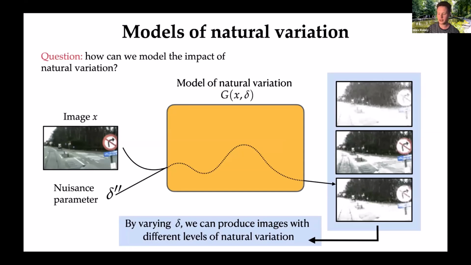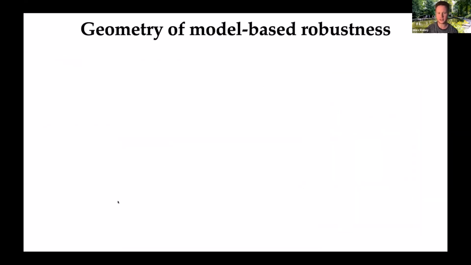So the idea at a high level is by varying this nuisance parameter delta, we can produce images with different levels of natural variation. Now keep in mind that I haven't said anything about how we're actually going to obtain this G. I just want to give you some intuition of what the ideal situation is with these models of natural variation. And later on, I'll talk about how you actually go about learning them. So let's take a closer look at this.